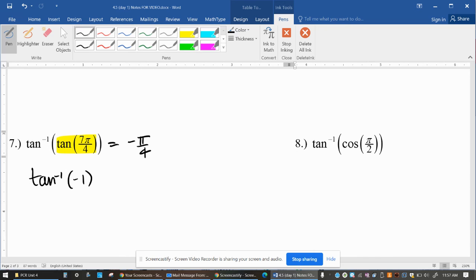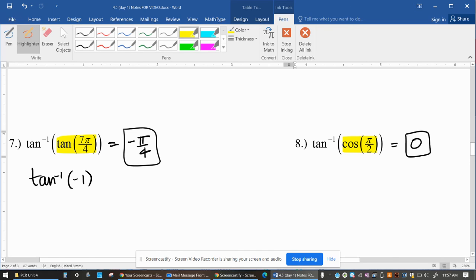All right, so now pause the video, do number 8, and push play when you're ready to check your answer. Okay, so the correct answer here is 0. The cosine of pi over 2 is a quadrantal angle, and the cosine is the x value of that quadrantal angle. So the cosine of pi over 2 is 0.